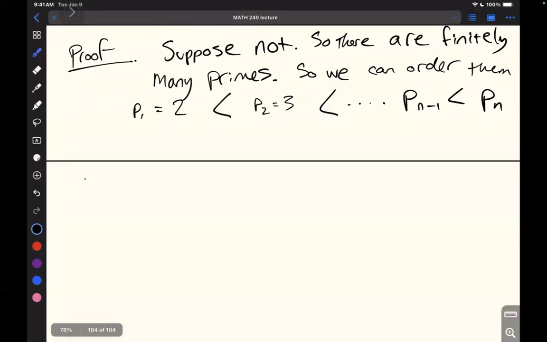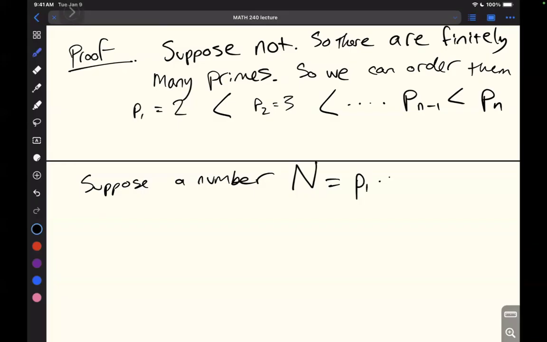This is the part that always throws me off. We can list them all. So now let's do something crazy. We've got our whole list of primes. Let's multiply them all together and add 1. So let's suppose a number capital N is equal to the product of all of them plus 1. So P1 times P2 times so on and so forth times Pn plus 1.